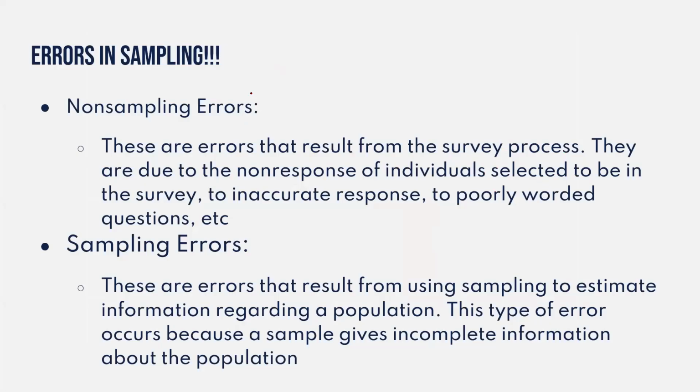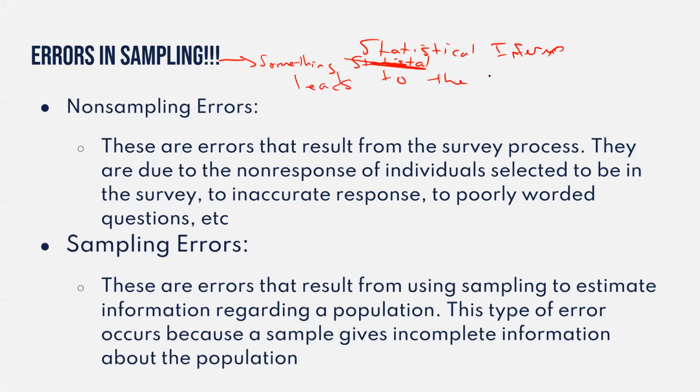But what I want to end with in class is what's called errors in sampling, okay? And sometimes, this is why I love statistics so much, sometimes statistics or statistical inference leads to the wrong conclusion. And the reason you can get a wrong conclusion from data is because of one of two reasons. You can have what's called non-sampling errors, and you can have what's called sampling errors.